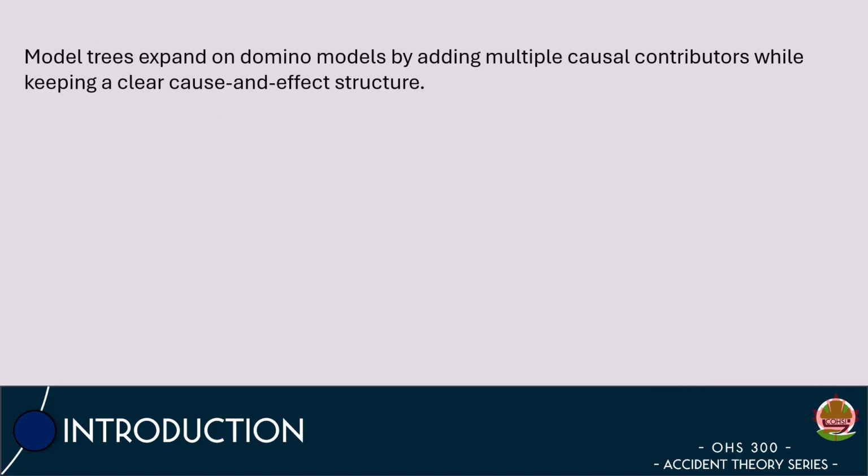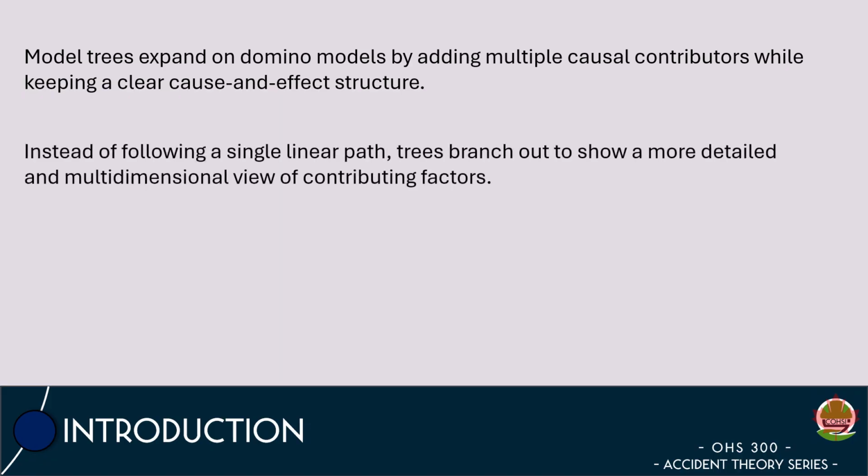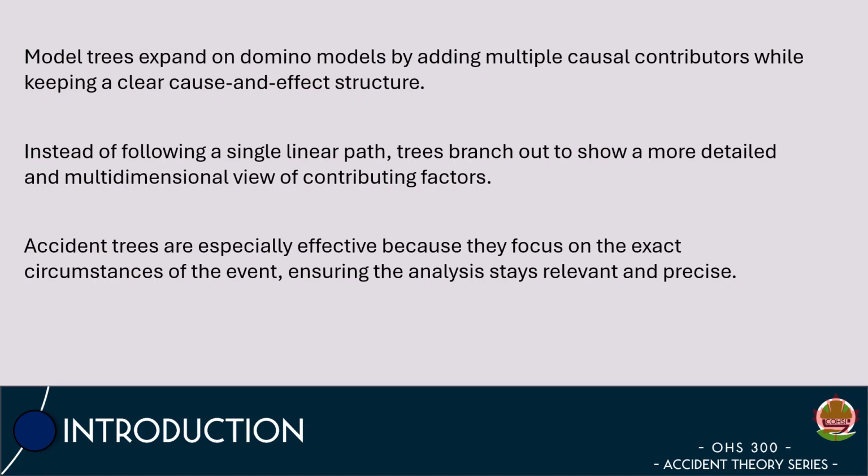Model trees build upon domino models by introducing multiple causal contributors while maintaining the core cause and effect logic. Unlike the linear progression of domino models, trees provide a more detailed and multidimensional framework for analyzing incidents by branching out to include various contributing factors. This approach allows for a deeper examination of the complexities specific to a particular incident, rather than treating all incidents as similar or uniform. Accident trees are especially useful because they focus on the exact circumstances of an event, keeping the analysis relevant and precise.